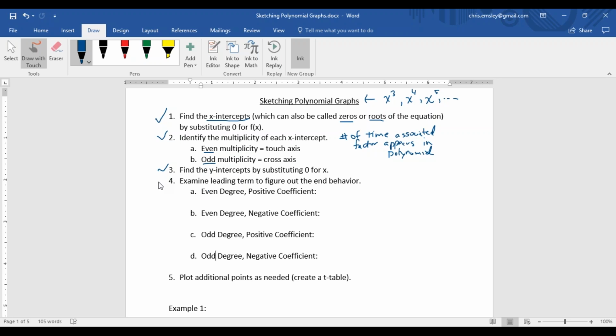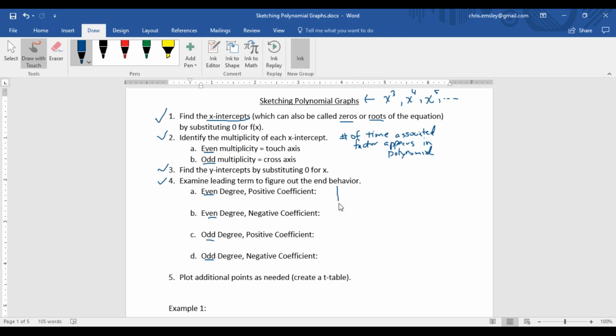And then the final thing, this is kind of unique to polynomials, we want to examine that leading term, or the term with the highest exponent, to figure out the end behavior. And here's what this tells us. We want to look at that leading term, and we want to decide first, is it even or odd degree? So the highest exponent, is it an even number or an odd number? And then we'll also look at the coefficient of that term, and we'll see if it's positive or negative.